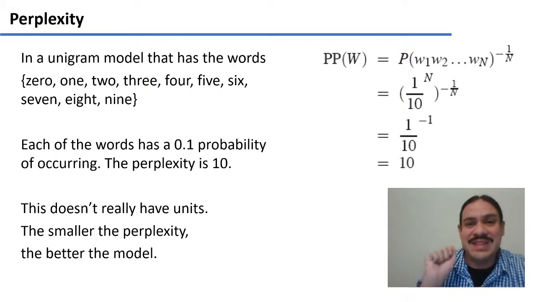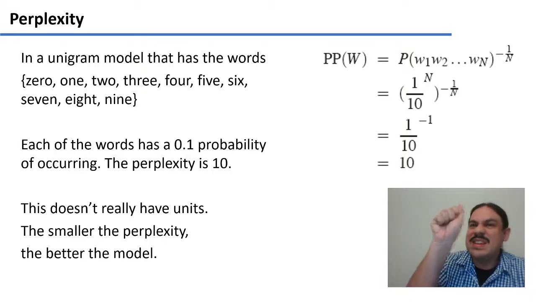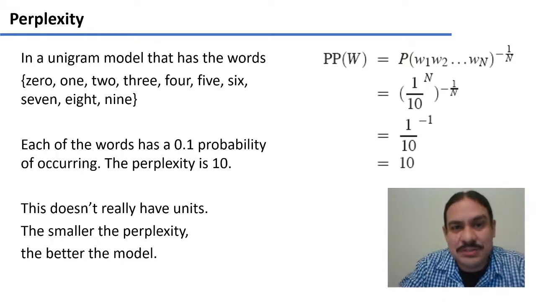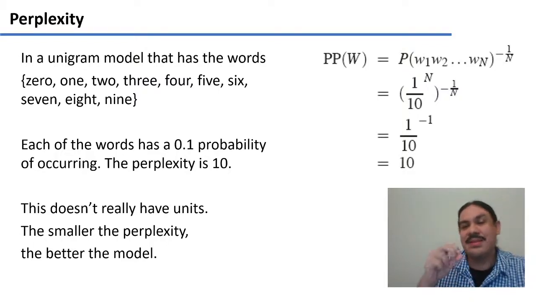N, big N equals 10. We get that multiplication, and then we have that to the power of, first of all, -1. So that's going to indicate the inverse. And we want the nth root. So we have that divided by n, the number of words. The two big n's cancel each other out. So we have 1/10 to the -1th power. And this is 10. So the perplexity of this model is 10.